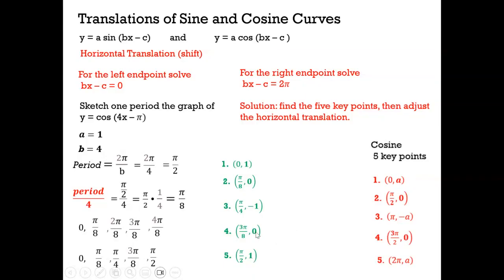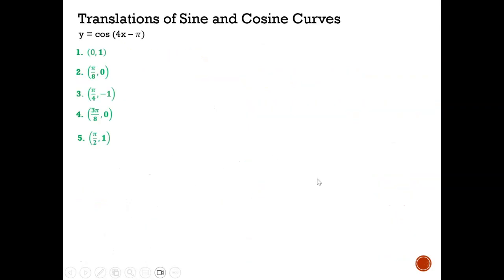Now we're going to apply the shift, but I think we're going to go to the next slide because I won't have any space here. Okay, so again, I kept the 5 key points. Now let's find the left-hand point and the right-hand point. For the left-hand point, we let 4x minus pi equal 0. So we add pi to both sides, so 4x equals pi. We divide by 4, so the left-hand point starts at pi over 4.